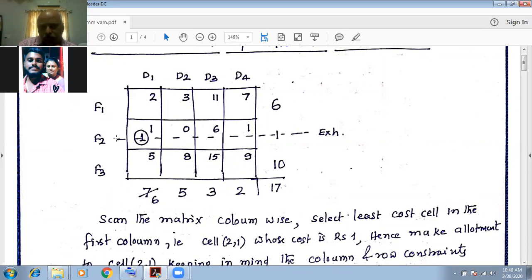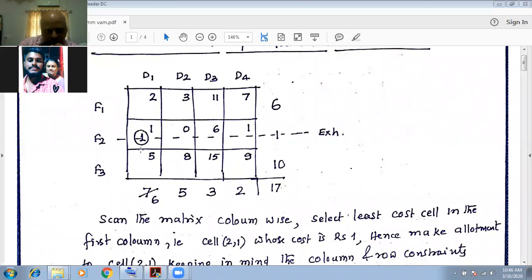How much quantity can you give? Though the showroom can keep 7 units, I can supply only 1 unit of car or 1 unit of goods from this factory to this showroom, because the constraint on the factory is that its manufacturing capacity is only 1 unit. It cannot supply 7 units. Therefore you supply only 1 unit here.